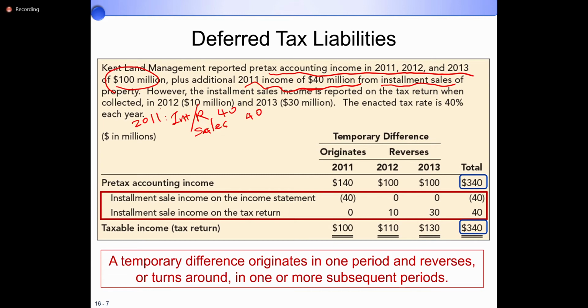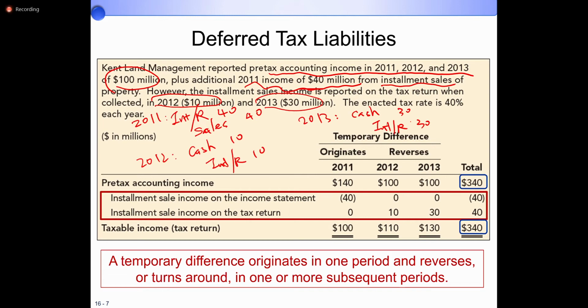In 2012 you're going to collect 10 million. In 2013 you collect 30 million. So in 2012, what do we do when we collect 10 million? You debit cash for 10, you credit installment receivable for 10. How about 2013? Similarly, you collect the cash, you debit cash for 30, you credit installment receivable for 30. That makes sense, everyone? This is accounting, the rule of accounting regarding the installment sales.